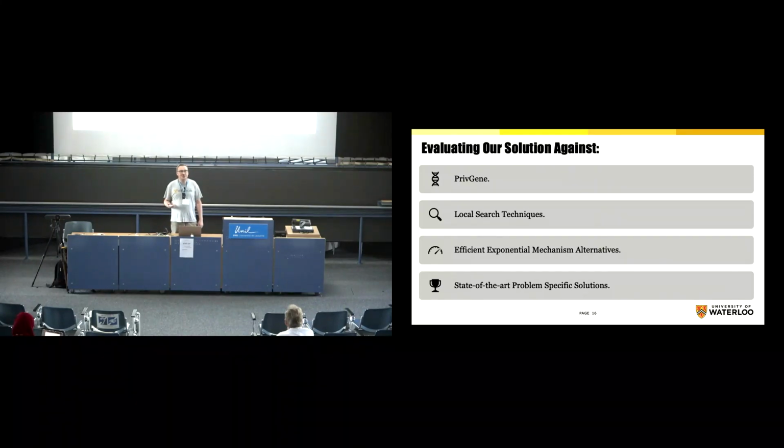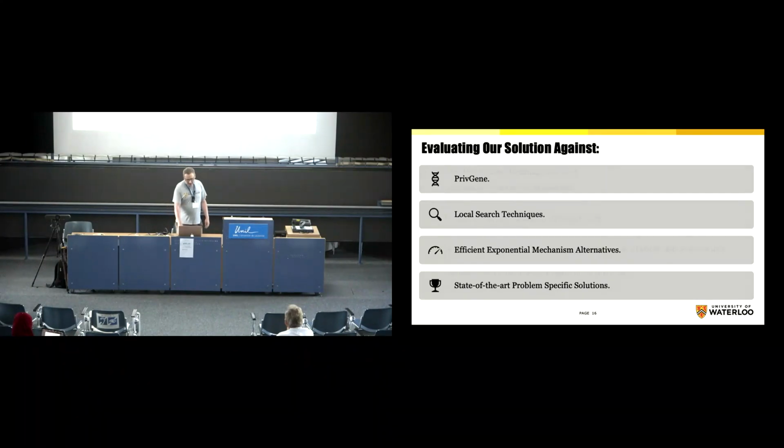We also looked at efficient exponential mechanism alternatives. That's the subsampling I mentioned, so taking a random sample. And also, for each of the problems I considered, there was literature that was problem-specific. Like this was their jam, and we looked at those as well to see how we fared against that.